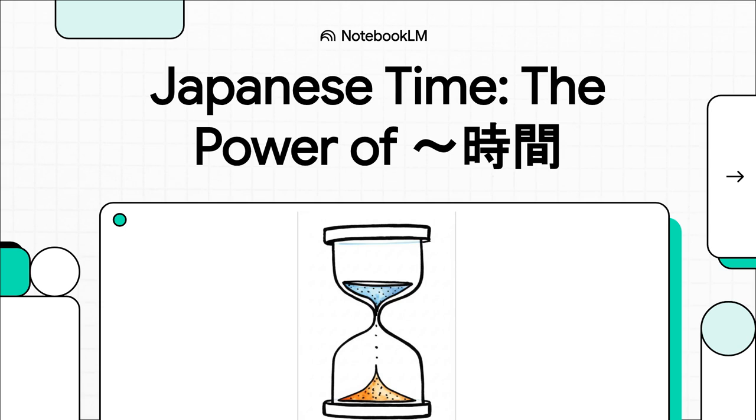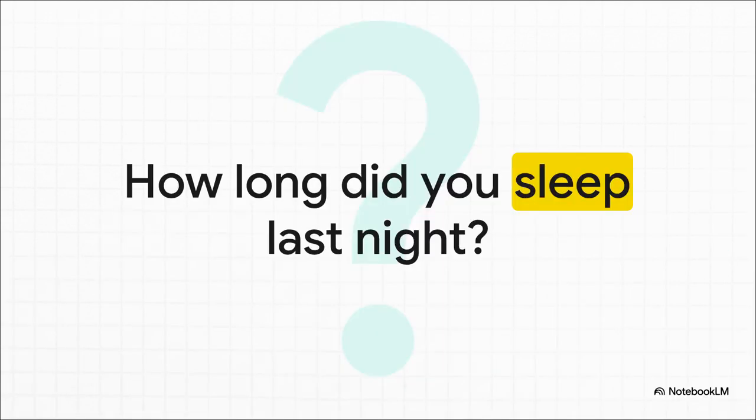Have you ever wanted to talk about how long you did something in Japanese? Like how long you studied or watched a movie? Well, today we are going to break down a super simple but really powerful piece of grammar that's going to let you do just that. It's easier than you think. Let's jump right in. Just think about this question for a second. How long did you sleep last night? It's a super common thing to ask, right? Well, stick with me for just a few minutes and you're going to have the perfect tools to answer this naturally and confidently in Japanese.